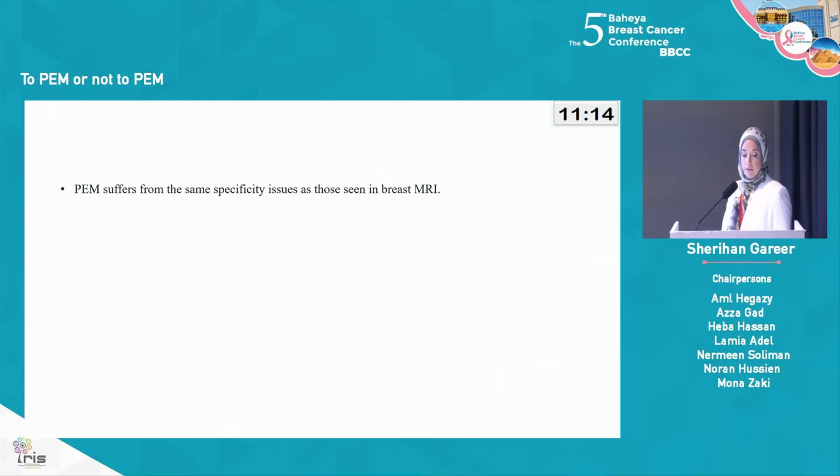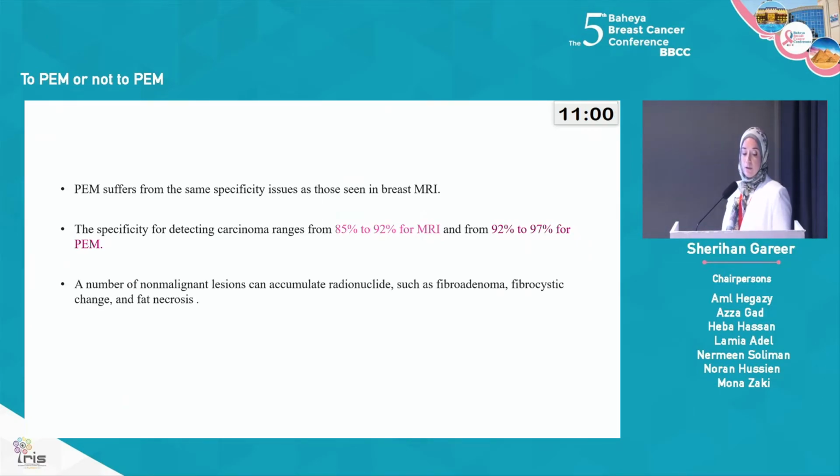However, PEM still suffers from the same specificity issues as those seen in breast MRI. Its specificity for detecting carcinoma ranges from 85 to 92 percent with regard to MRI, and from 92 to 97 percent for the PEM. A number of non-malignant lesions can accumulate the radiotracer, such as fibroadenoma, fibrocystic changes, and fat necrosis.